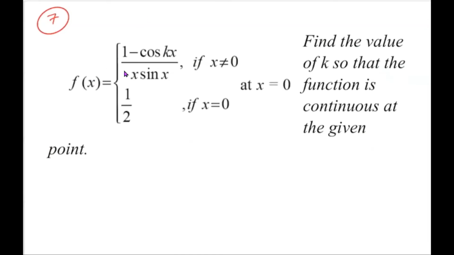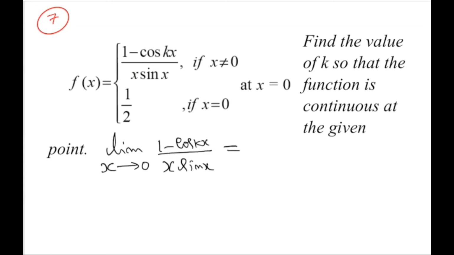Next one. In this problem, we need to find the value of k so that the function is continuous. Since the function is assumed to be continuous, we have limit of f of x as x tends to 0, of 1 minus cos of kx upon x sin x, equal to f of 0, that is 1 by 2.